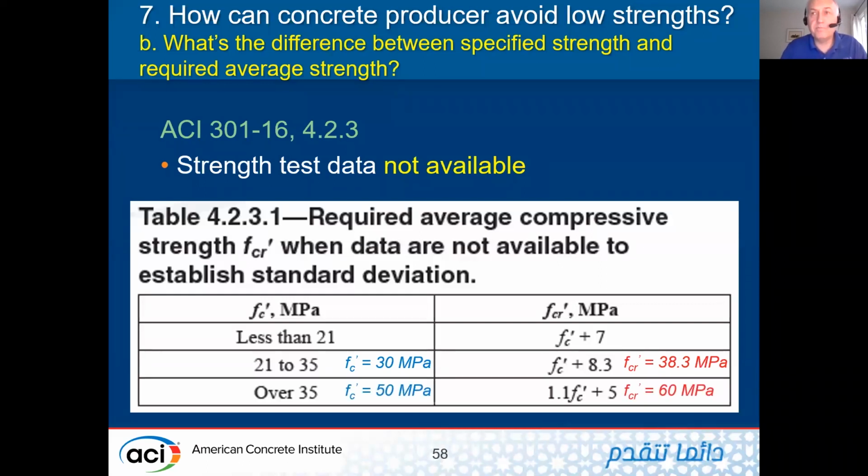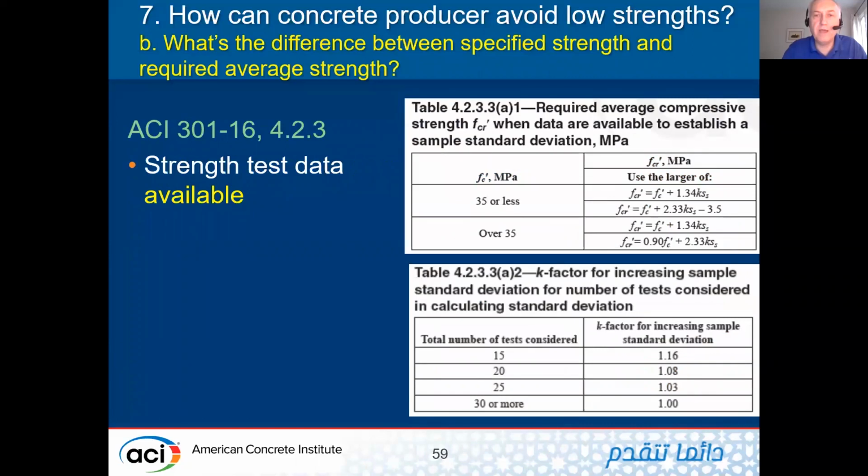Okay, for 50 MPa specified strength, you would need a required average strength of 60, because 1.1 times 50 is 55, plus 5 is 60. Okay, so this is when the strength data is not available. If you have strength data available, then it depends on the specified strength and also on the number of tests that you already have the data.